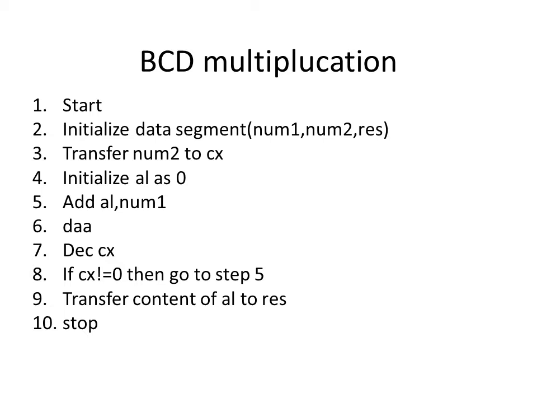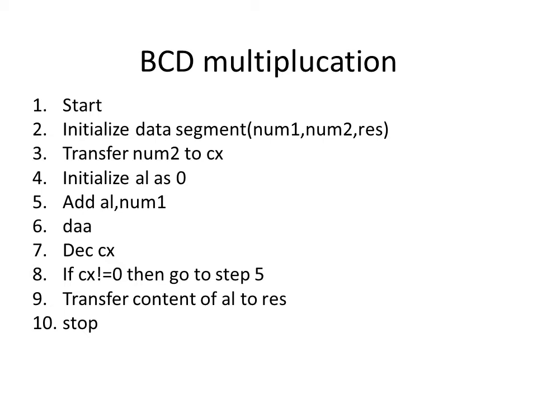For example, if the result of addition is 12, that is 0CH, then that 0CH will be converted into 12H when we perform the DAA instruction after add. That DAA instruction will convert the number in hexadecimal into BCD form.